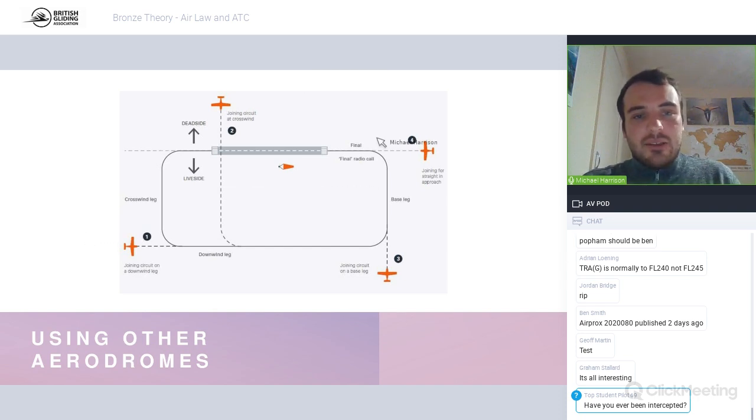So that's a standard circuit pattern with a crosswind join, a downwind join, a base leg join, and a straight-in approach. Straight-in approaches at busy airfields are really poor airmanship. Please don't do them unless you absolutely have to. Normally, you should do whatever the join being used by the majority of the traffic is, and you should make calls when you're on downwind, on final, when you're overhead, and any other call that you're asked to make in addition to those.